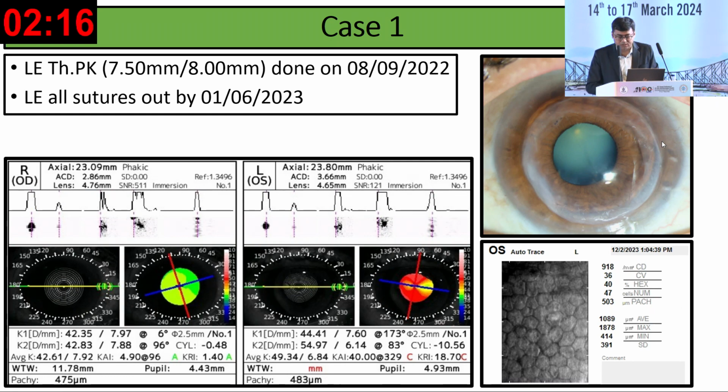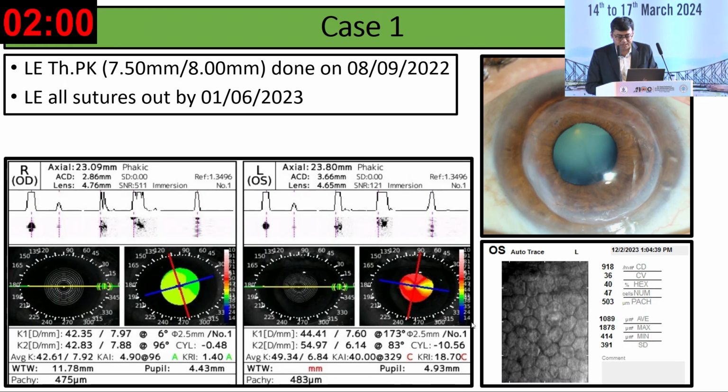You can see the graft is quite clear. It's a smaller graft. You have enough space to put a clear corneal incision. The endothelial count as expected is quite less, but the pachymetry is fine. So we expect that we won't have much edema in the post-operative period.